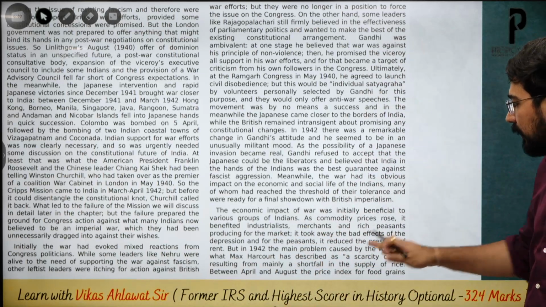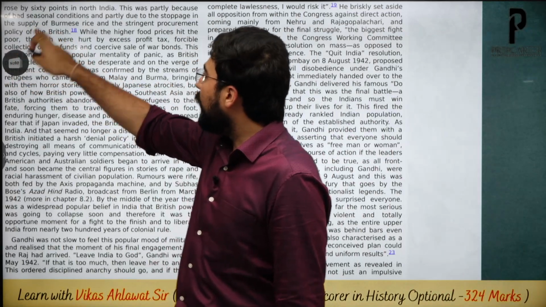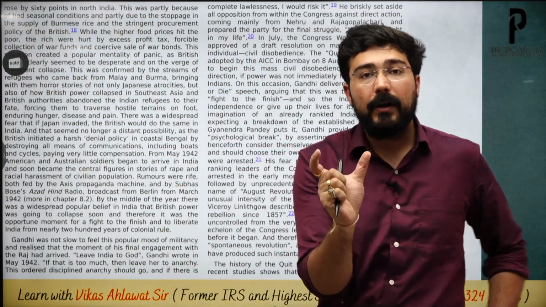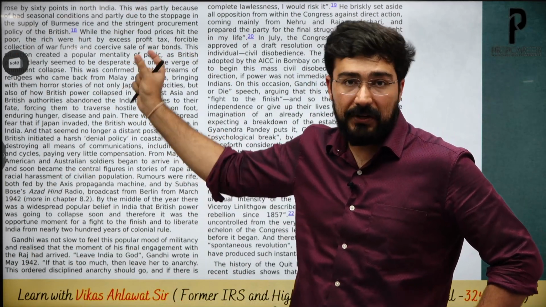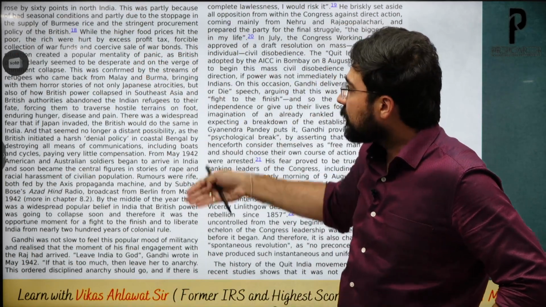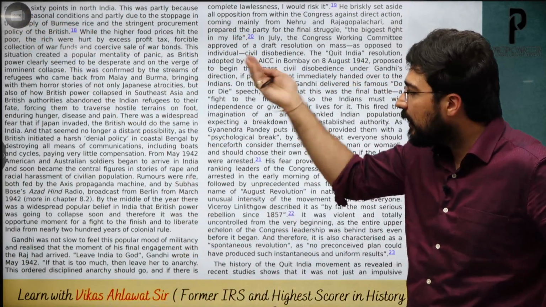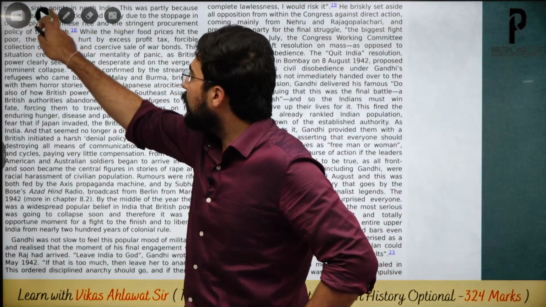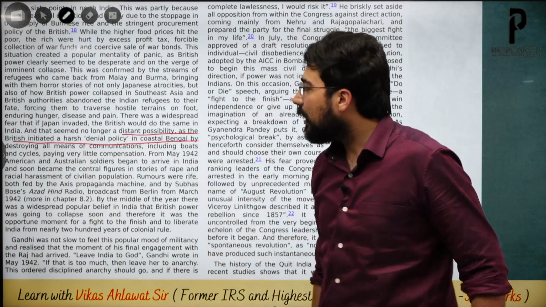Between April and August, the price index of foodgrain had increased by 64 points in North India. So this is a very good fact. When you have to show how there was inflation, this point should come there. Then second, you have to talk about the dislocation of the supply of Burmese rice. That is very important. Then the third point, which is very important: a very harsh denial policy was started by the British.